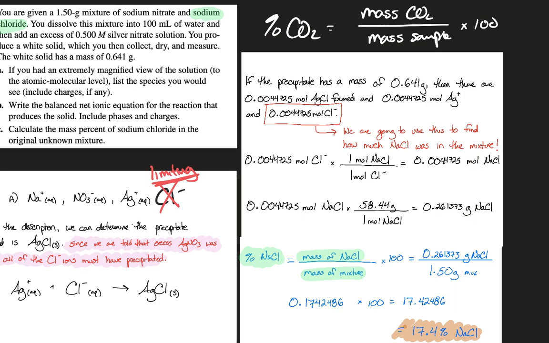So now we're here. 0.261373 grams of NaCl. That's the result of our calculation. I'm just bringing that number down. And then this 1.5, that's given to us in the problem. It's over here. That was the first line of the problem, 1.5 grams, right? So we do that division, multiply by 100. We figured out that the mixture we had initially was 17.4% NaCl. And if I asked, what was the percent of sodium nitrate? You would just do 100 minus that, right? So you could even get to the other thing if you wanted to.